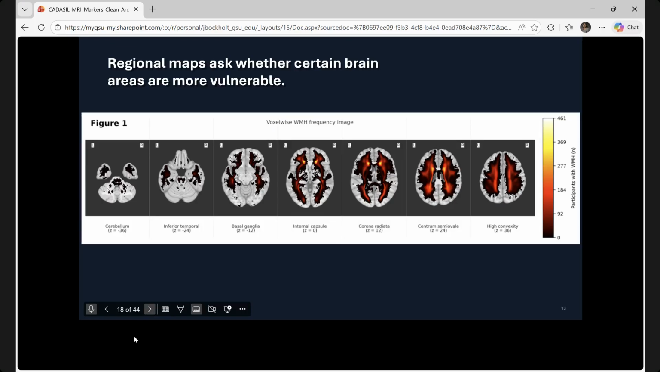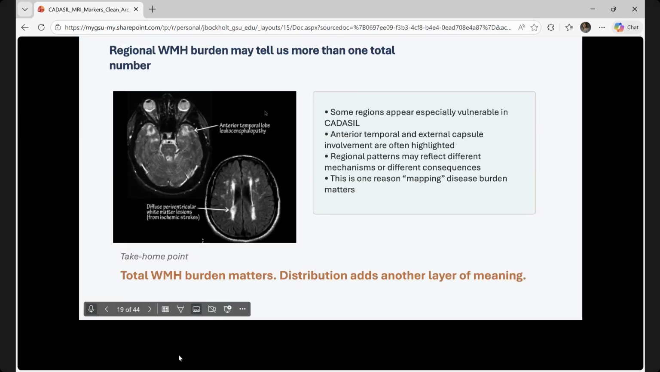Sorry, next slide. So, at least in the literature, one of the most prominent findings in CADASIL has been the anterior temporal and external capsule areas. And so I just wanted to highlight those.